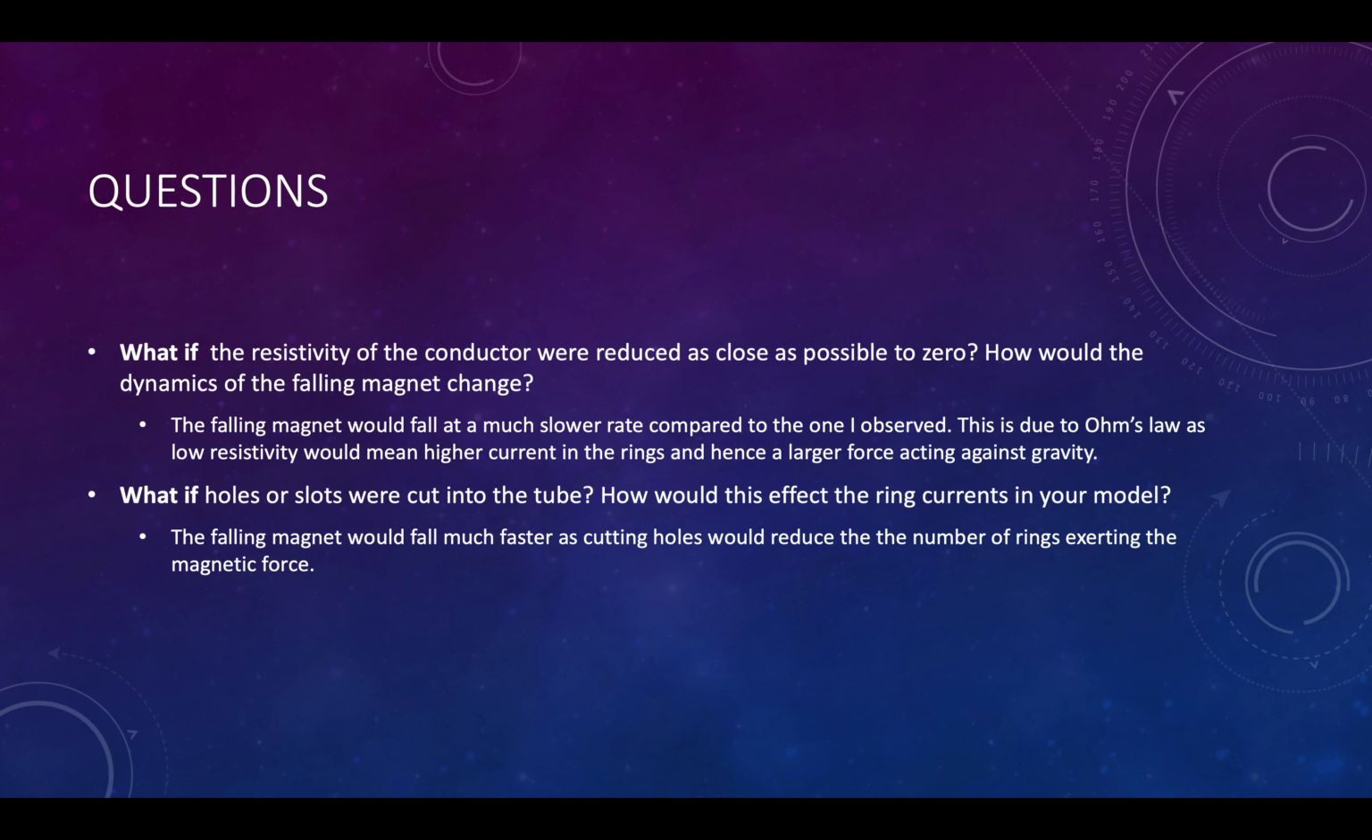And what if holes or slots were cut into the tube? How would this affect the rings in the tube? That essentially means reducing the amount of foil, and so reducing the amount of current. As the current would be reduced, the magnetic field and the magnetic force wouldn't be as strong, so the falling magnet would fall much faster, as cutting holes would reduce the number of rings exerting the magnetic force.